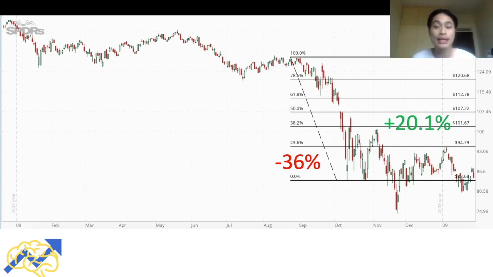Because why do we say there is a bull market rally? Again, going back to the definition, a bull market is when prices increase by 20% or more. So in this case, prices increased by 20.1%. So this was a bull market rally. But looking back again, we can tell that this bull market rally was temporary, and it was a bull market trap, right? Because after that, prices fell back down. So that was a bull market trap.